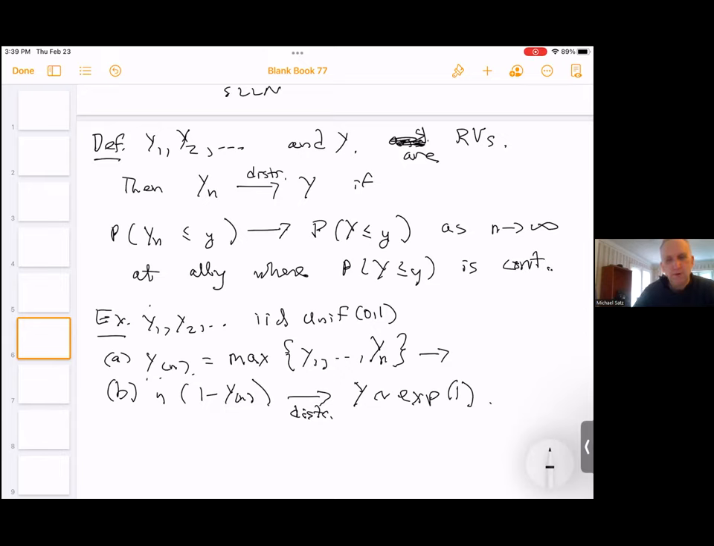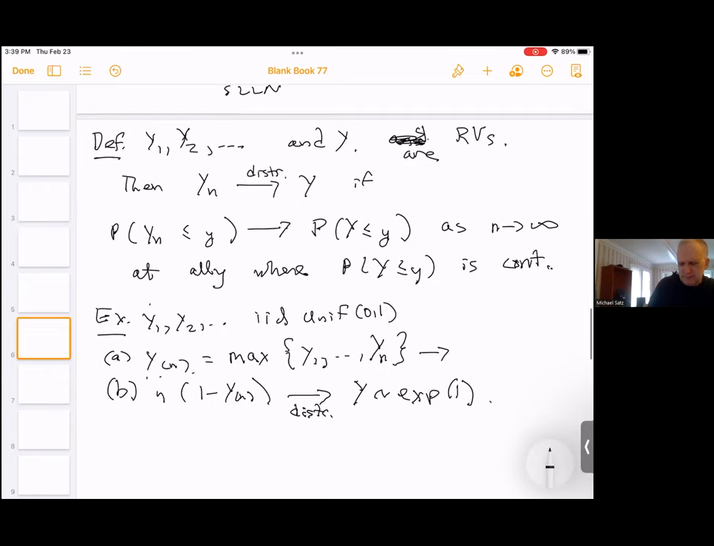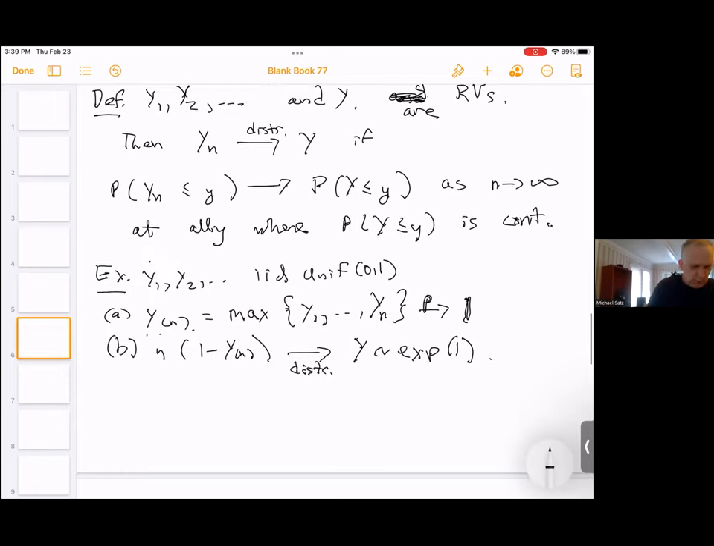Okay, yeah, so this goes to one. It's sort of intuitive, but we'll show it. So this converges to one in what way? Well, at least in probability. And the second one converges in distribution to an exponential random variable. Let's do this now. Not hard.